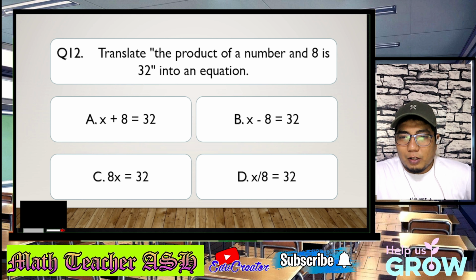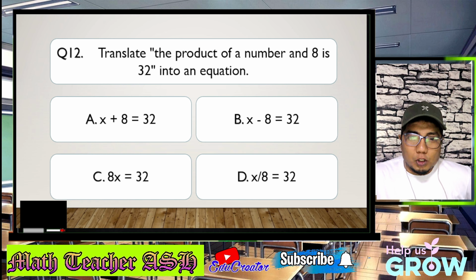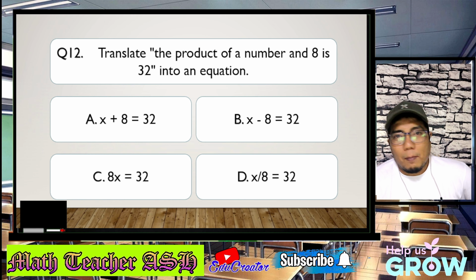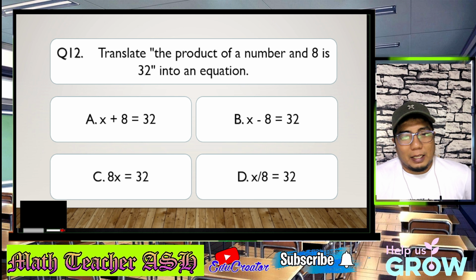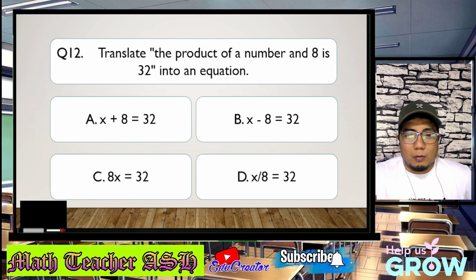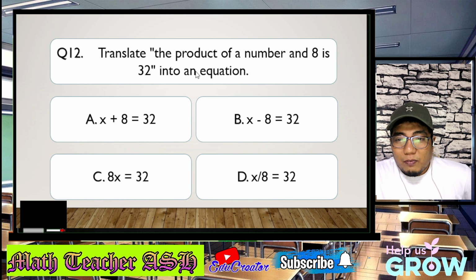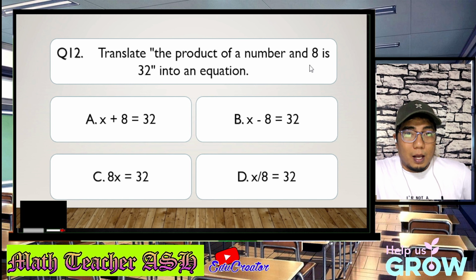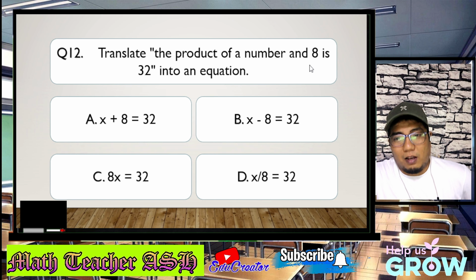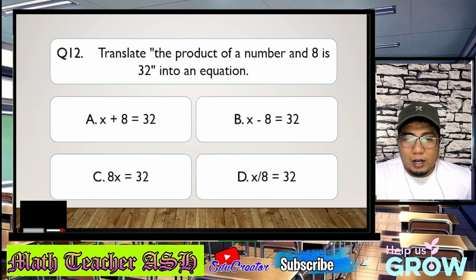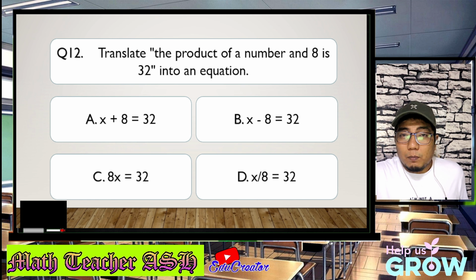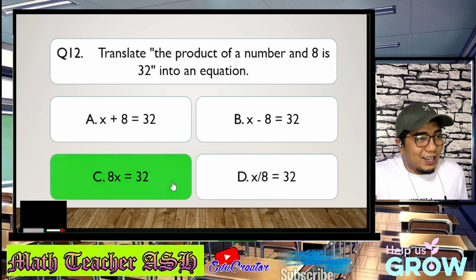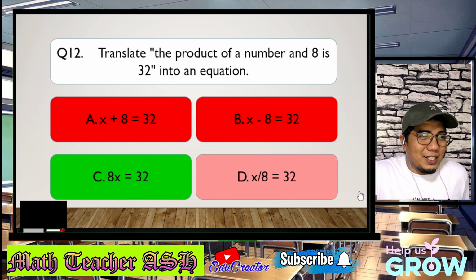Alright, my dear math learners, as you can see, among the 4 choices, they use the fundamental operations in mathematics: addition, subtraction, multiplication, and division. Now, in our verbal phrase, it says here, the product of a number and 8. So our number represents the value of x. When we say product, it means the result of a multiplication. So therefore, the correct answer for this given problem is letter C. Alright. Easy, right? Very easy, my dear math learners.